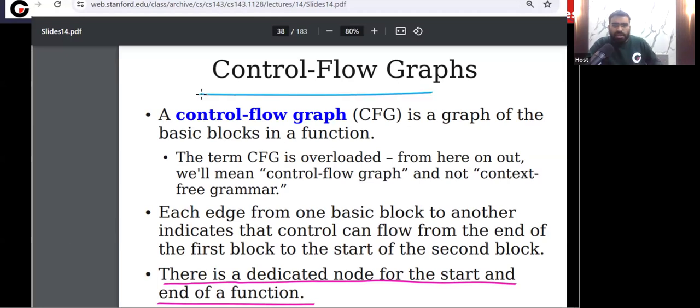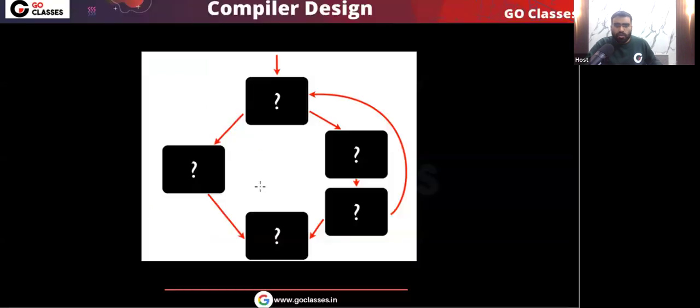Remember, when you create the control flow graph, there is a dedicated node for entry, and there is a dedicated node for end. Very simple point: you will put a dedicated node. For example, let's assume these are the basic blocks: this is basic block B1, this is B2, this is B3, this is B4, and this is B5.